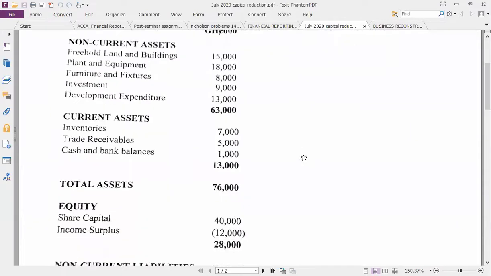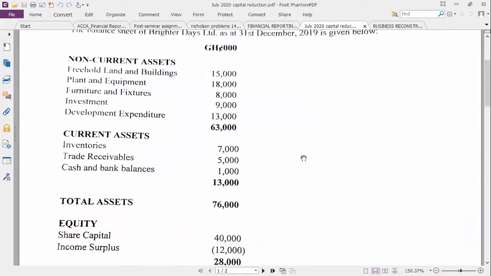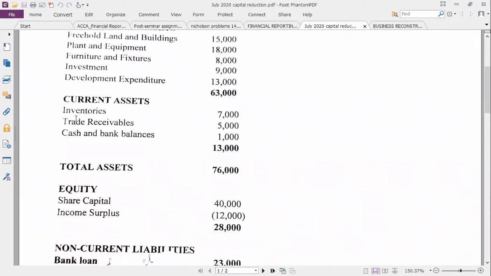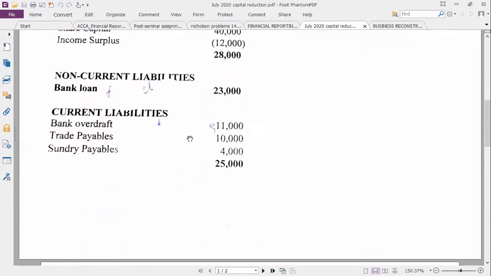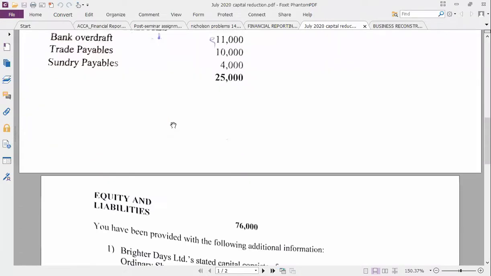Let's go to the footnote and come to the financial position. All the assets are there, starting from freehold land and building up to development expenditure. All of them, cash and bank balances. There's cash and bank balance here, and we look at how we are going to treat it. All the financial statements are there. Let's go to the footnote.